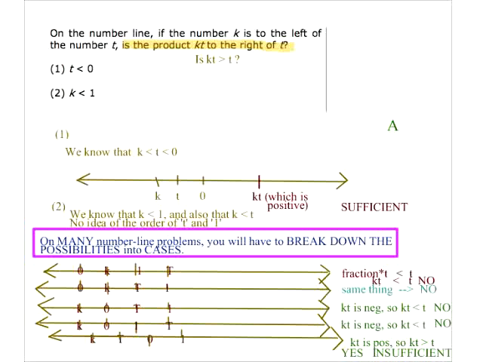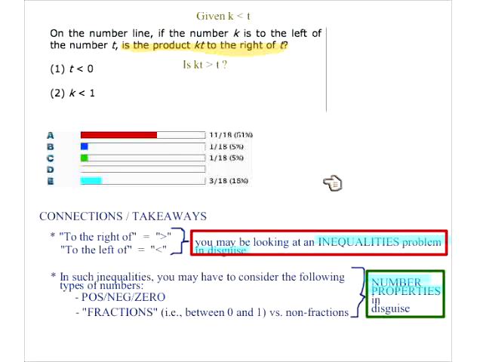So, but yeah, there's a lot of connections here. I mean, they break down into a bunch of different things, but most of them have to do with either number properties or inequalities, which is why we don't give them a category of their own, because they're going to have something to do with one of these things.